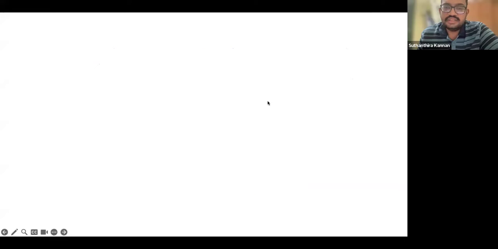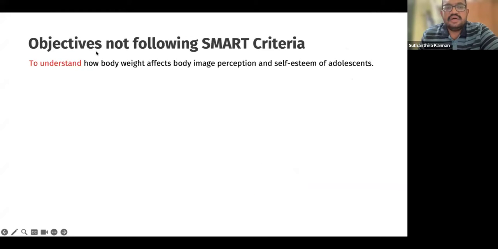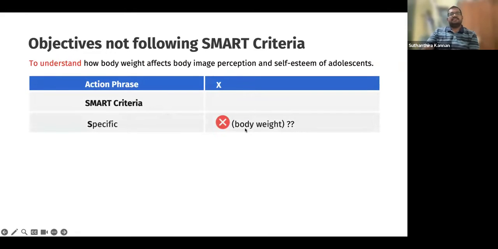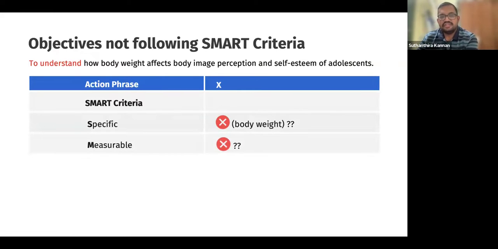Okay, I'll tell the answer. The objective is not following the SMART criteria. Specific: how are they measuring the body weight? Body weight is not a specific criterion. Measurable: how are they going to measure the body weight? I told you there should be a robust assessment method.